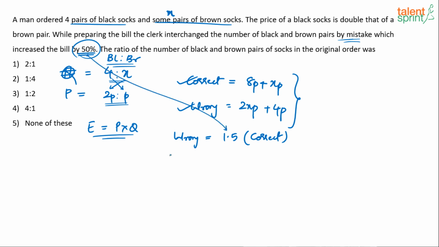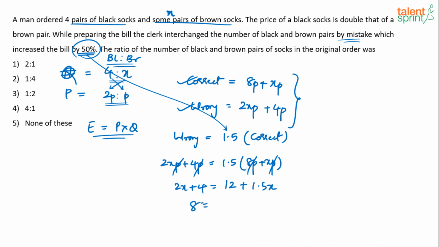Don't get confused. Now just substitute 2XP plus 4P equals 1.5 times 8P plus XP. P anyway gets cancelled. It's common across. So simplify this. 2X plus 4 equals 1.5 into 8, which is 12, plus 1.5X. Now simplify. So 8 is going to be 0.5X. So X is going to be what? 16. Yes or no? X is 16. So the number of brown pairs is 16.